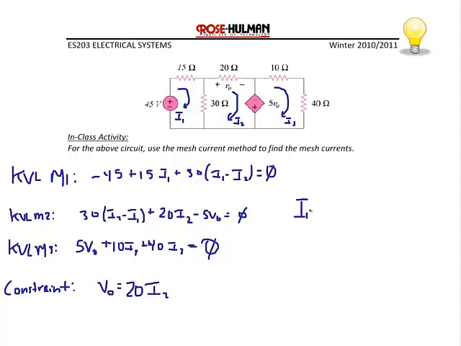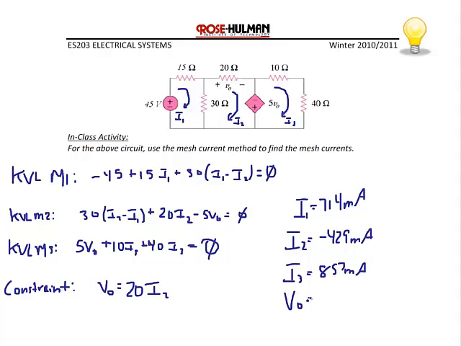I1 is equal to 714 milliamps. I2 is equal to negative 429 milliamps. I3 is equal to 857 milliamps. And V naught is equal to negative 8.57 volts.